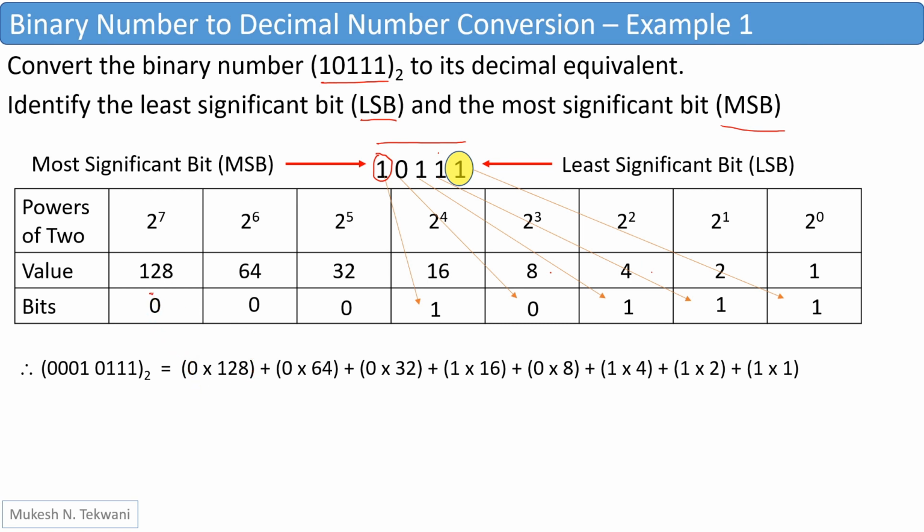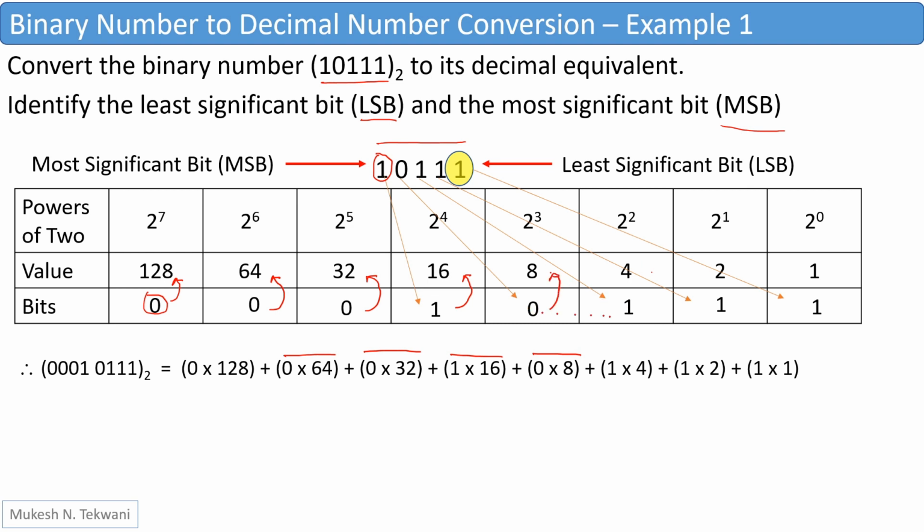Now this 0 is the bit at the extreme left. This we multiply with 128, so this is 0 into 128. Then similarly 0 into 64, that is 0 multiplied by 64. Then 0 into 32. Then plus 1 into 16, so we have the bit 1 multiplied by its weight 16. Then 0 into the weight 8.